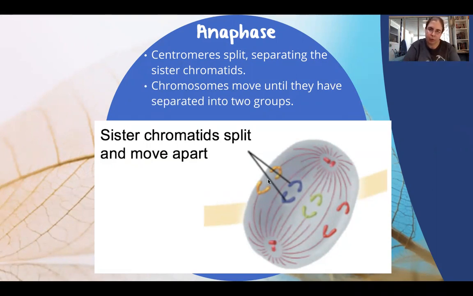So here we split the centromere and separated the two yellow sister chromatids. We separated the blue sister chromatids. We separated the red sister chromatids. We separated the green sister chromatids. And now we're dragging them to opposite ends so they are closer to the centrioles.